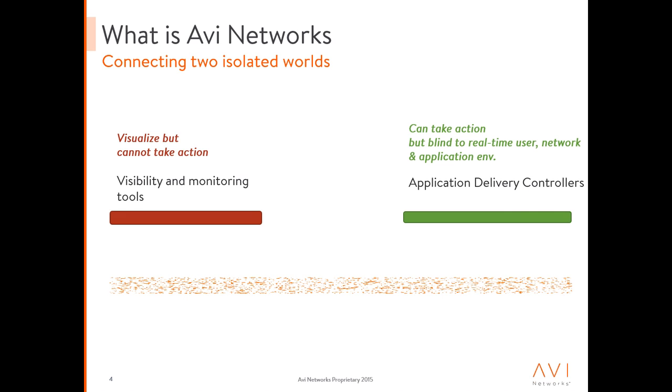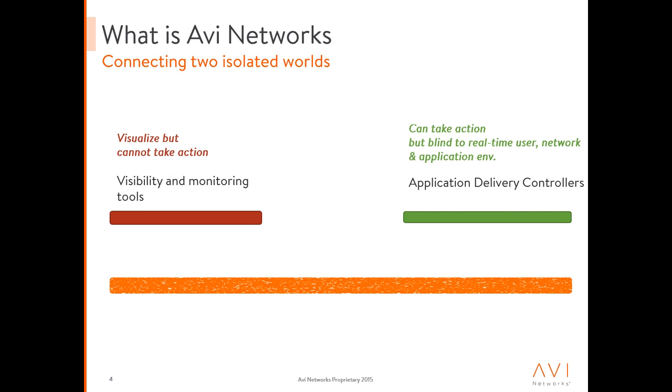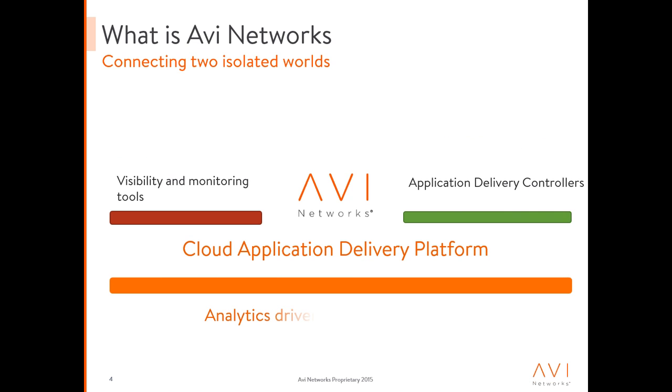Today, most enterprises have either deployed visibility and monitoring tools which can visualize but not take any action. And they also deploy application delivery controllers or load balancers which do take action. They do provide application availability, but they are blind to the real-time user and network application environment. There's no connection between these two, and the connection becomes the operator and the IT admin, which is time-consuming and complex.